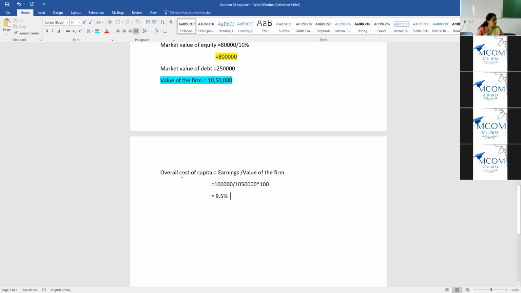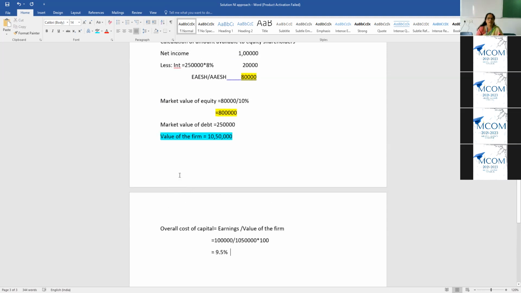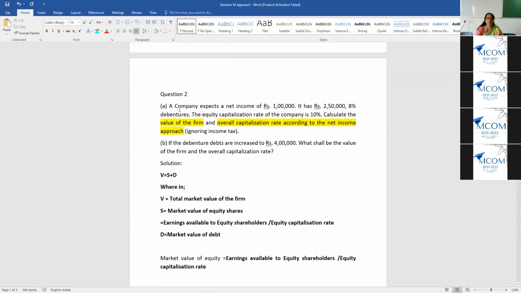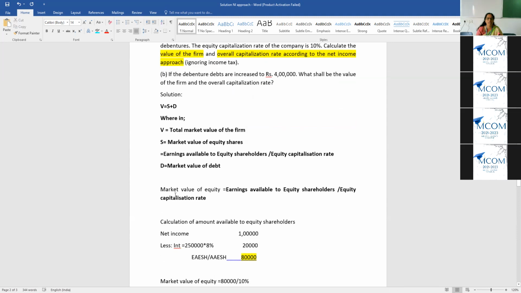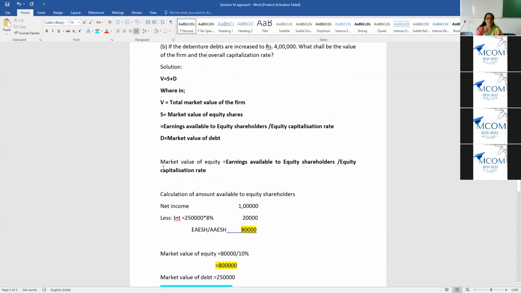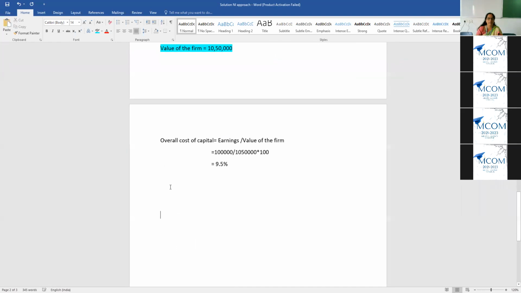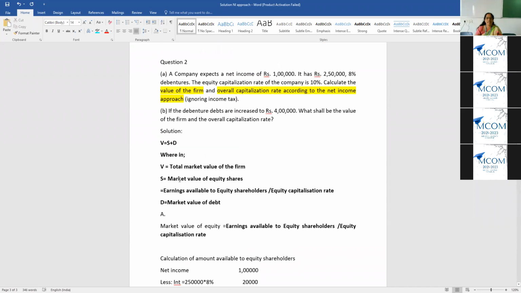Is it done? So this is the first part of your question. This question has two parts, the A part and the B part. Now let's move on to the next part of the question. Yes, ma'am. This is the A part of the question. Now we will move on to the B part. Is the font size visible, students?